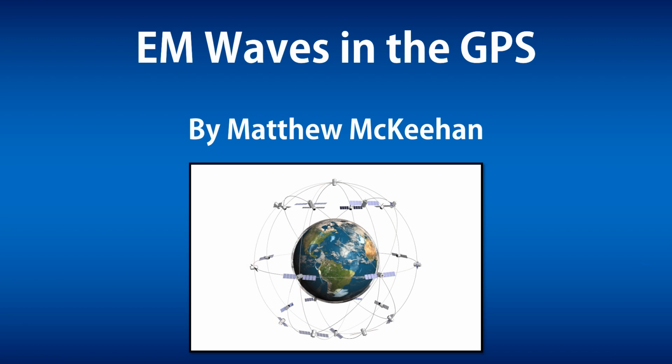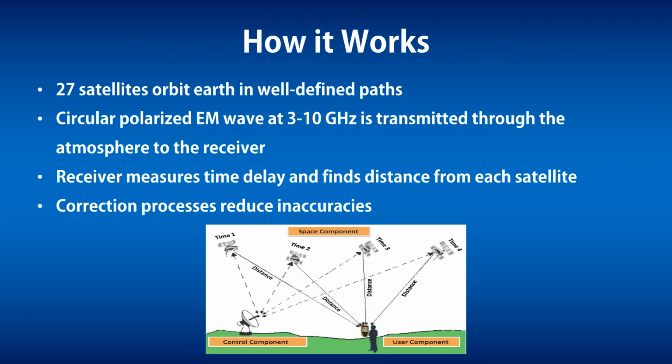This video explains electromagnetic waves in the Global Positioning System, or GPS. There are 27 satellites in orbit around Earth in well-defined paths. 24 of these satellites are currently in use, while 3 are in orbit as replacements if one of the 24 fails. Each satellite consistently outputs a circularly polarized EM wave at 3 to 10 GHz, which is the microwave range.